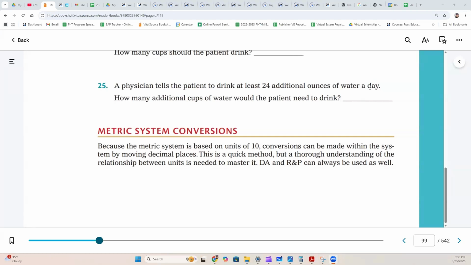Because the metric system is based on units of 10, conversions can be made within the system by moving decimal places. This is a quick method, but a thorough understanding of the relationship between units is needed to master it. So DA and RMP can be used as well, which I prefer. Yeah, you do it that way.